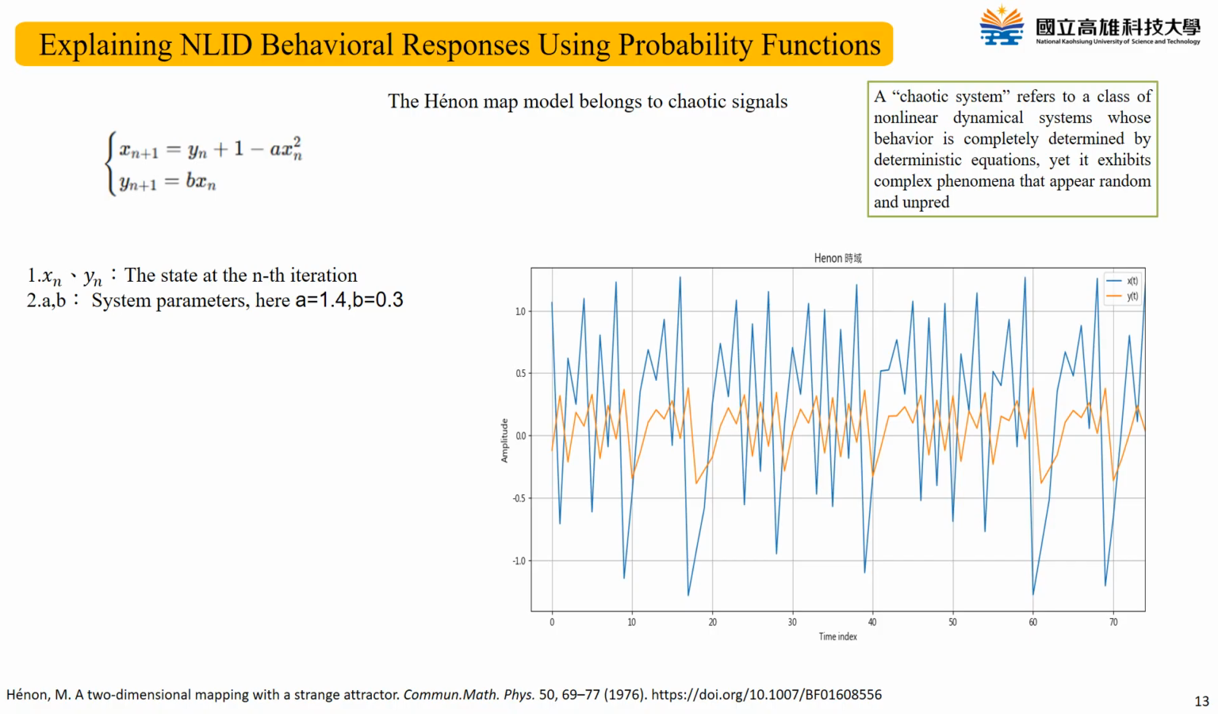Therefore, when we study real-world signals, such as brainwaves, ECG signals, or other physiological signals, we cannot rely solely on linear perspectives. Many complex systems may appear chaotic on the surface, but they often hide underlying nonlinear interactions. By using a model like the Hénon map, we can better understand how changes in nonlinear parameters influence the system's dynamic behavior. It also highlights why, when analyzing complex signals, we need methods like NLID that can capture nonlinear interdependencies, rather than relying solely on traditional linear correlation analysis.